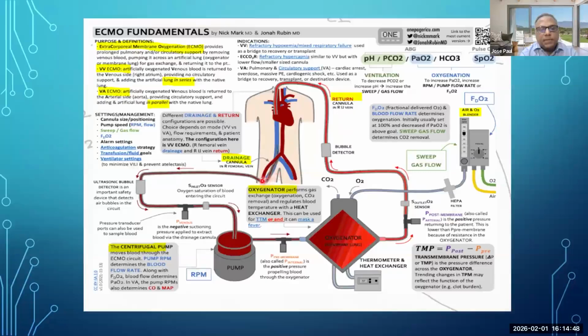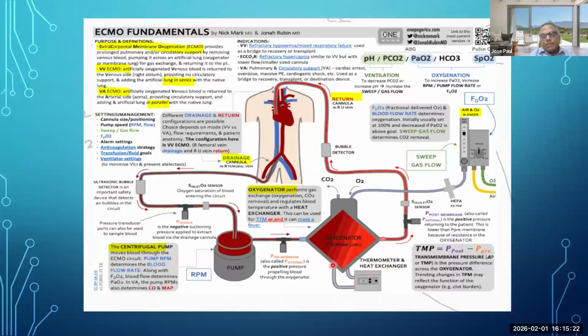So the deoxygenated blood from the inferior vena cava comes to the pump. Usually this is a centrifugal pump. Sometimes you can have a roller pump, but currently all the ECMO machines use a centrifugal pump. From the centrifugal pump, the blood moves into the oxygenator. The oxygenator is a part of the lung where the blood is oxygenated and the carbon dioxide is removed. So oxygen is added into the blood, carbon dioxide is removed, and often the oxygenator is integrated with a heat exchanger.